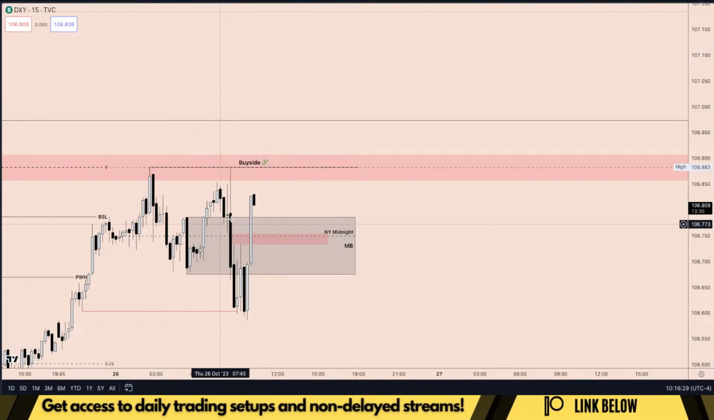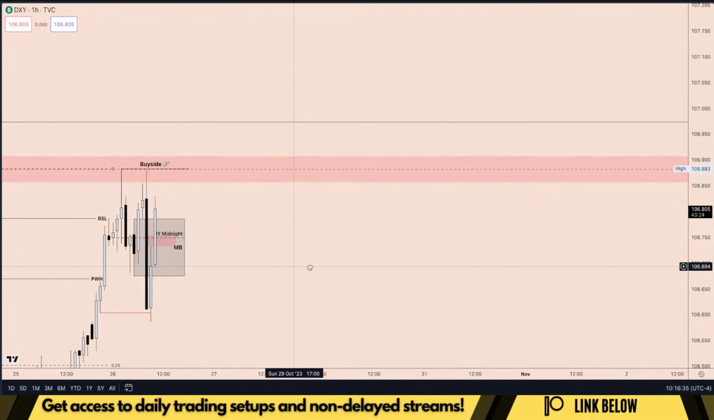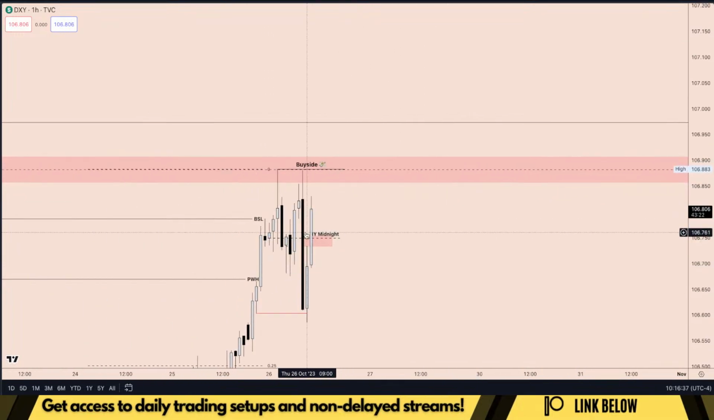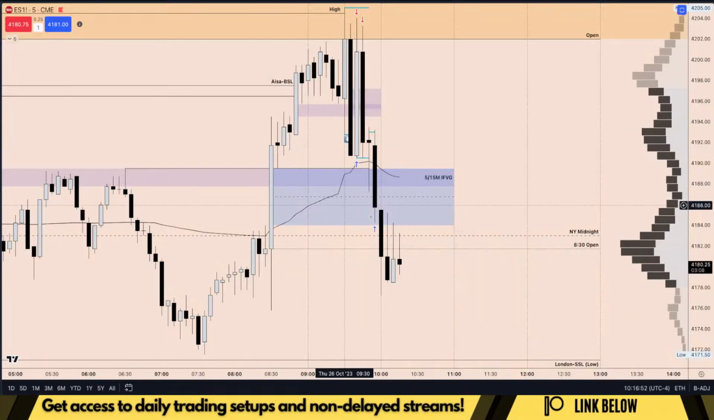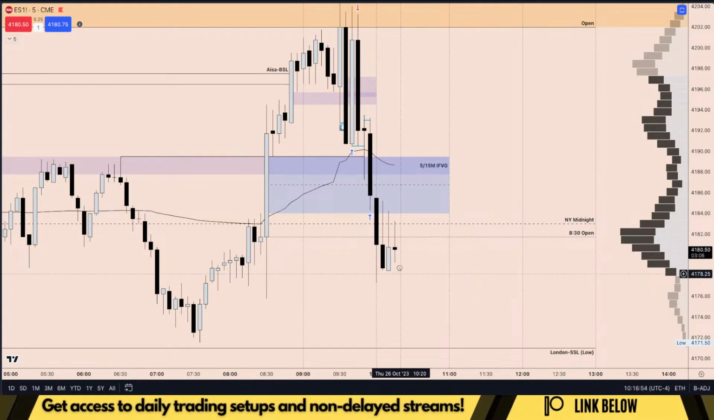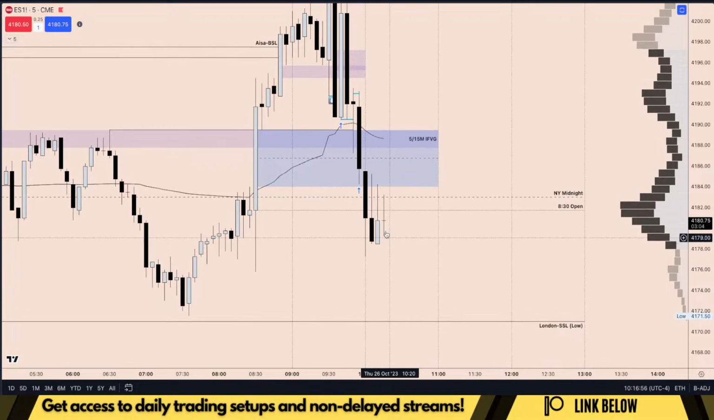So DXY managed to close back above the mitigation block and above this 15-minute bearish fair value gap. If we check it out on a 1 hour, let's see, 1 hour bearish fair value gap, we're above it right now. I think the buy side should be hit, and therefore the sell side to be hit on ES and NQ.